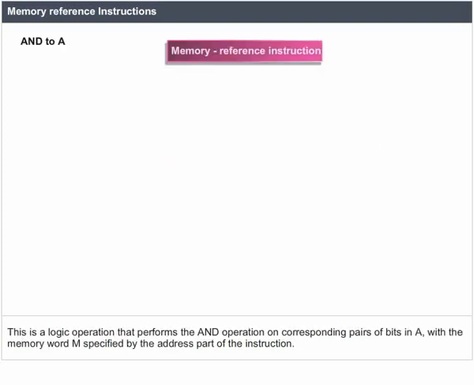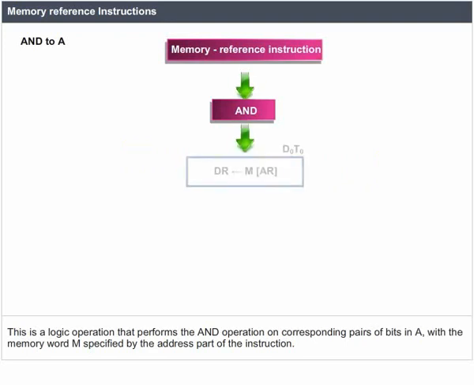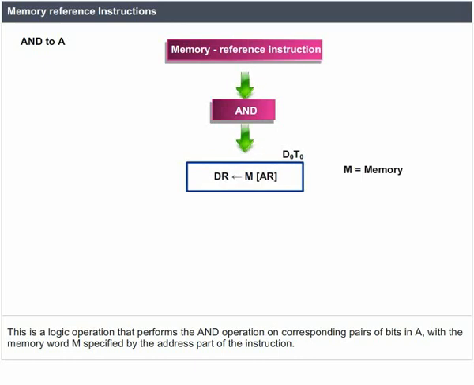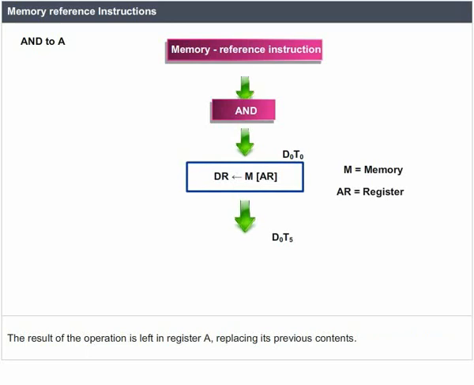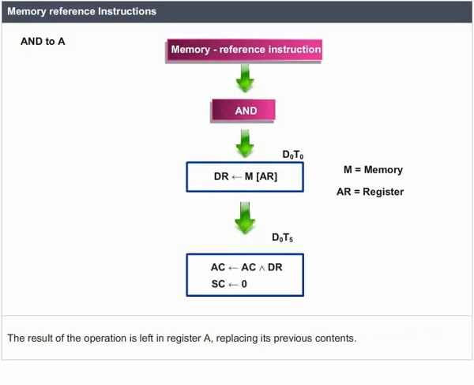AND to A. This is a logic operation that performs the AND operation on corresponding pairs of bits in A, with the memory word M specified by the address part of the instruction. The result of the operation is left in register A, replacing its previous contents.